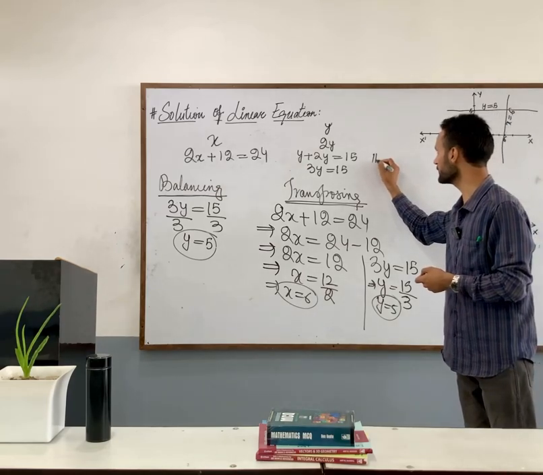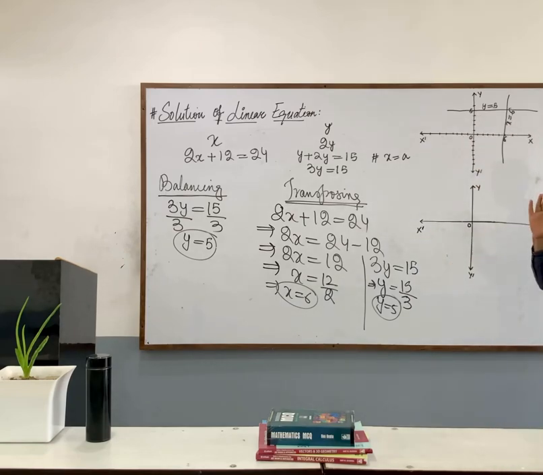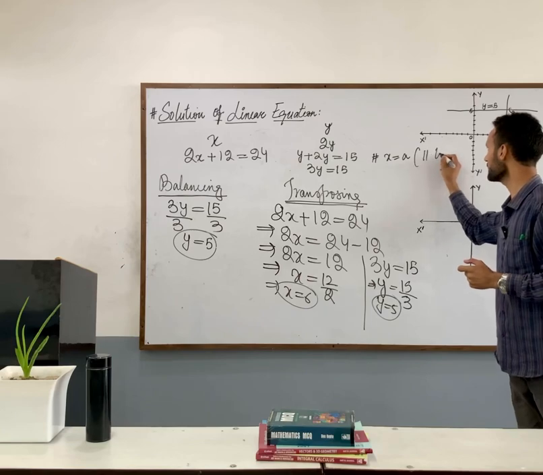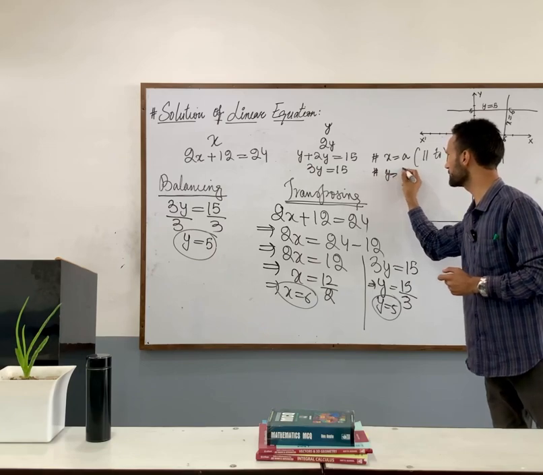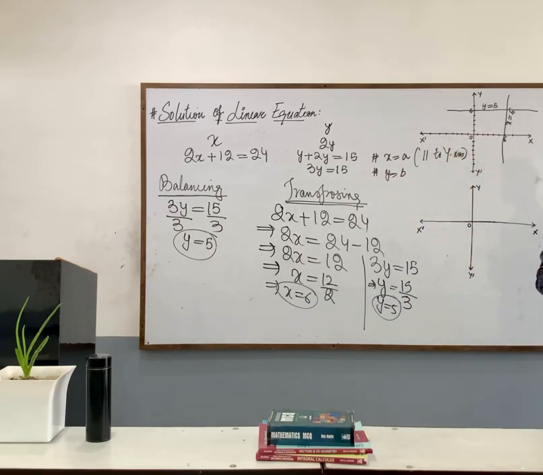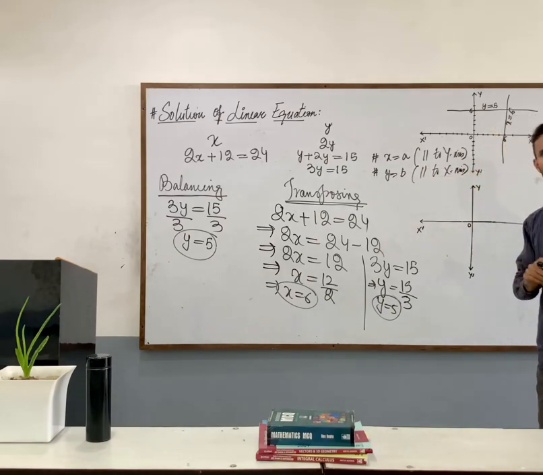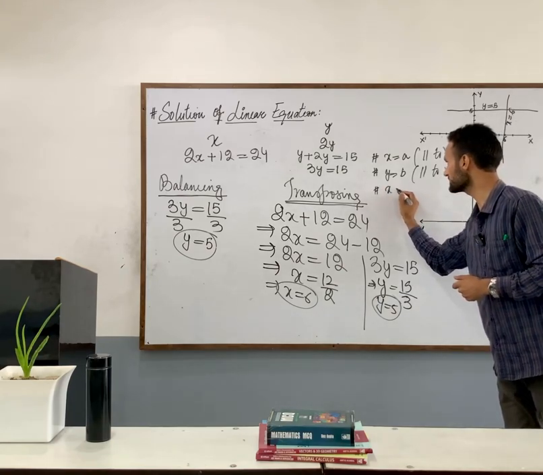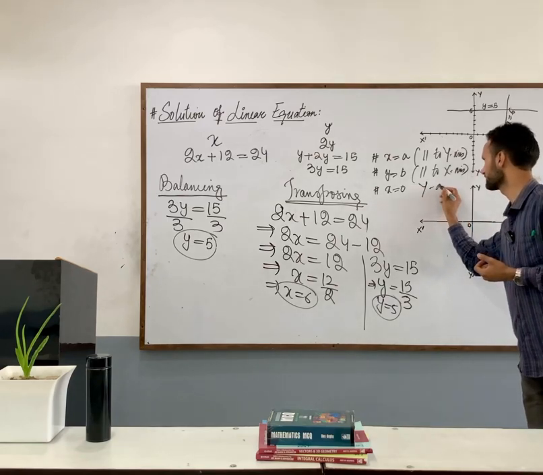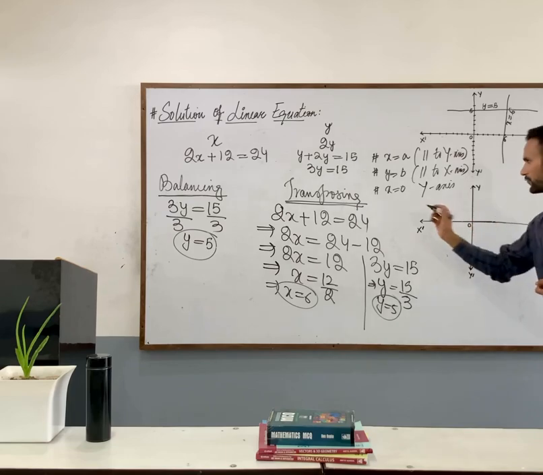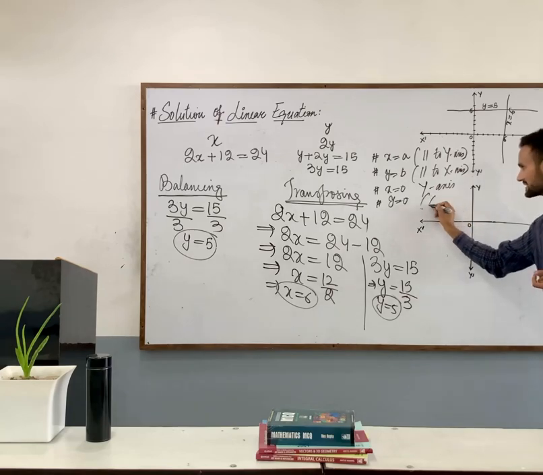So we can conclude, if we have x equals a, where a is a non-zero real number, its graph is a straight line parallel to the y-axis. Similarly, if we have y equals b, where b is a non-zero real number, its graph is a straight line parallel to the x-axis. Now, what happens if we have x equals 0? x equals 0 means the y-axis. Similarly, y equals 0 means the x-axis.